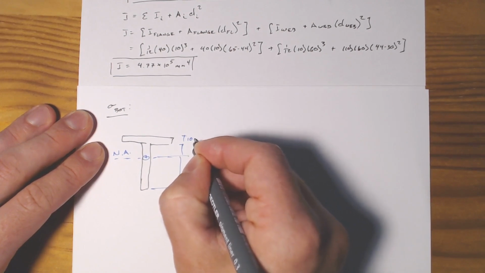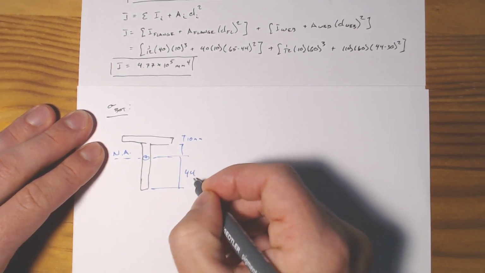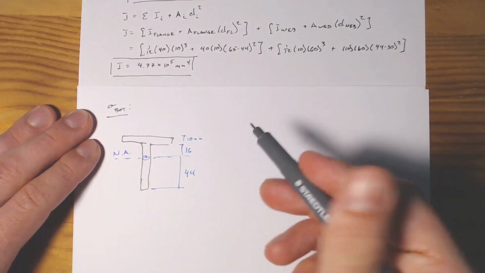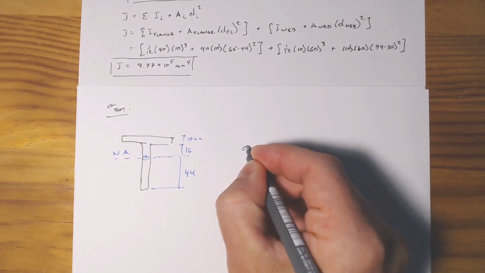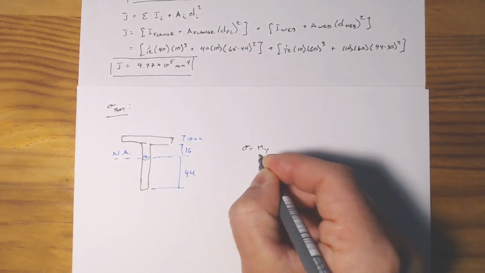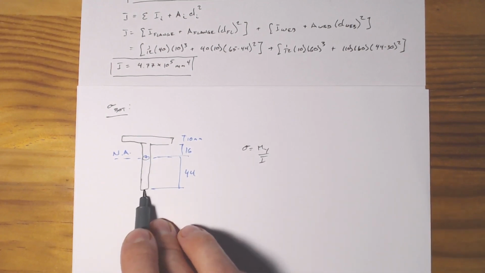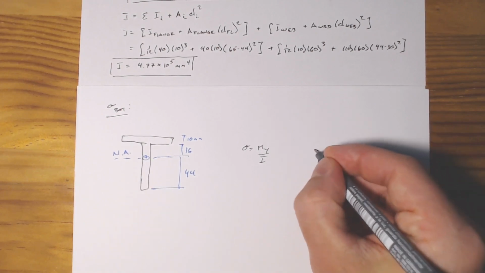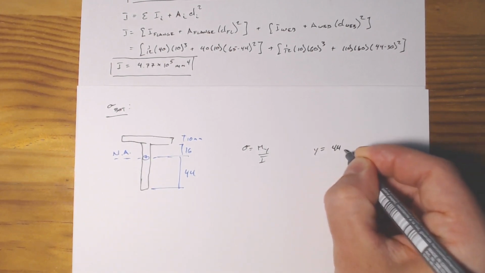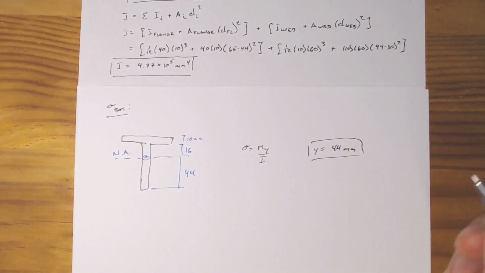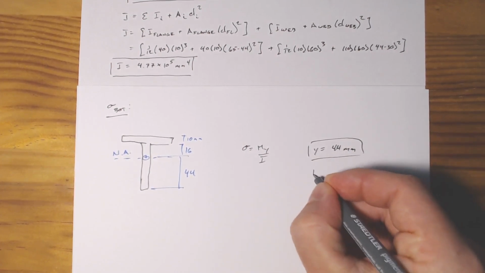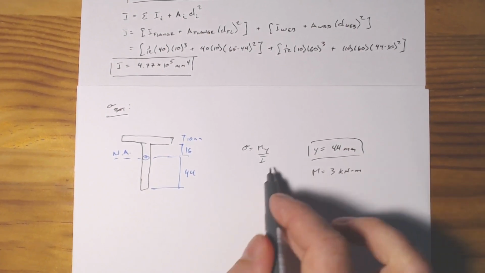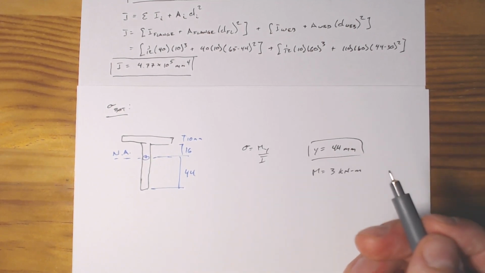We've got a 10 millimeter flange. 44 minus 60 is going to be 16. And so if what we're trying to work out is sigma equals My over I, the distance at the bottom of the cross section to our centroid, y, is simply going to be equal to 44 millimeters. We know M equals 3 kilonewton meters because that was given to us, and we know I, so we can work out what our bending stress is directly.